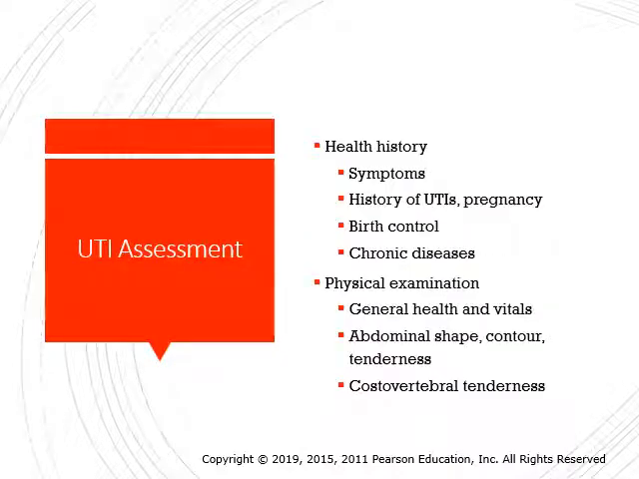In patients who have a urinary tract infection or suspected of having one, we need to take an appropriate health history, which includes the symptoms, a history of urinary tract infections in the past and pregnancy, and then the use or absence of birth control, and then chronic diseases that the patient may have. On physical examination, we would look at their general health and take their vital signs, look at the abdomen, the shape, its contour, and the tenderness. Sometimes individuals with a urinary tract infection will have tenderness over the bladder to palpation.